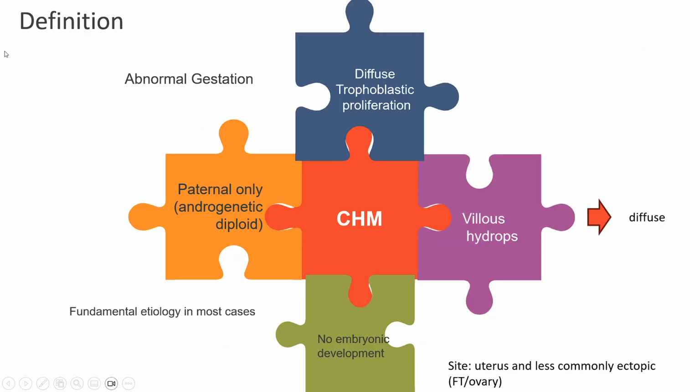So what's the definition of a complete mole? The complete mole is an abnormal gestation that is characterized by diffuse trophoblastic proliferation, and thank God we all know what trophoblastic proliferation is now, after we have reminded ourselves what the trophoblasts are. It's characterized by the presence of villous hydrops, that's villi that are full of water or distended with hydropic material, and it's diffuse in the complete mole. What's really characteristic is that we do not have any embryonic development. And for the genetic imprint, we have only paternal, only androgenetic diploid material. This can actually occur in the uterus and, thus, commonly in ectopic sites.